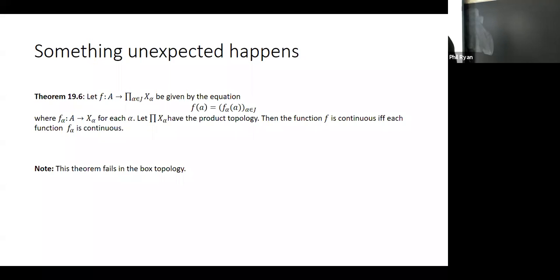And one of the reasons can be seen in the following theorem, which says that a function to a Cartesian product is continuous if and only if each of the coordinate functions is continuous. And that seems like a very straightforward thing to be able to demand. And it's only true for the product topology. It's not true for the box topology.